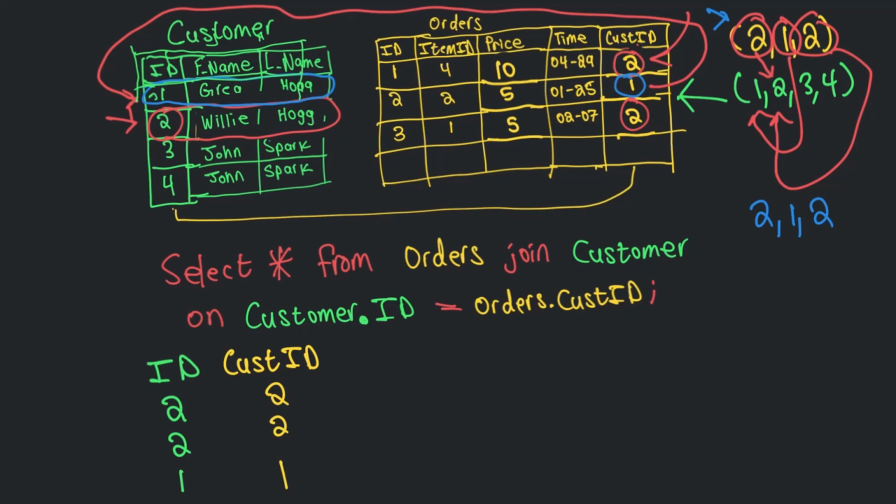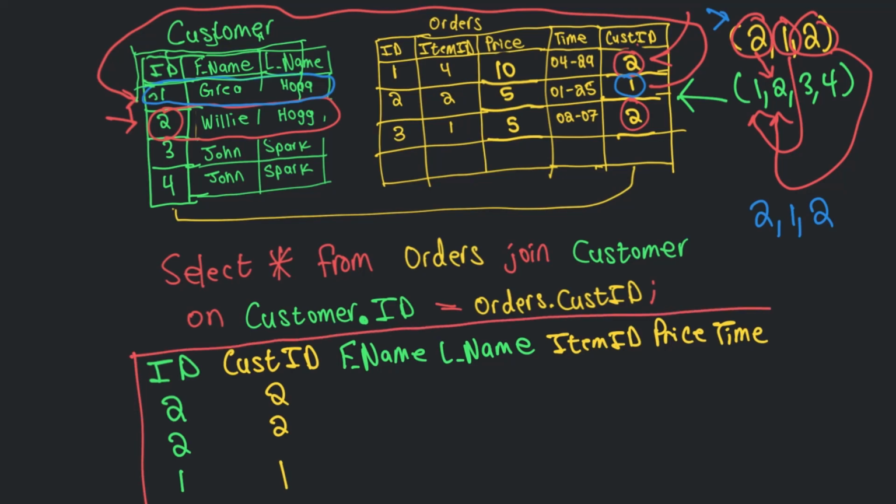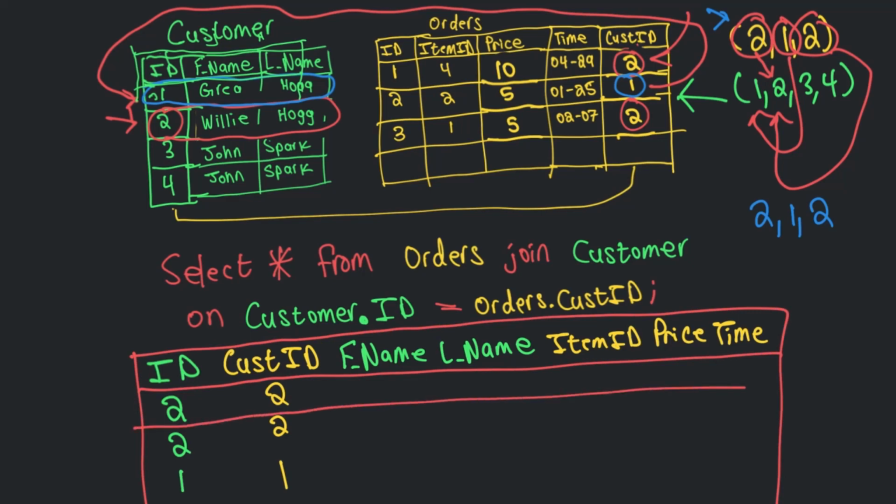Okay, and then since we asked for all the columns, we would actually have all of the other columns, and we would have the ones coming from the customer table, like F name and L name. And we would have the orders information as well. We would have the item ID, the price, the time, and we already did the customer ID, so we're not going to do that. Okay, so let's just draw our axes to make it clear.